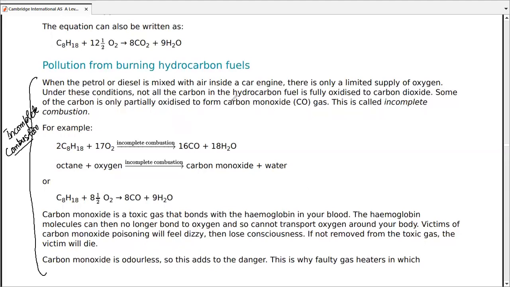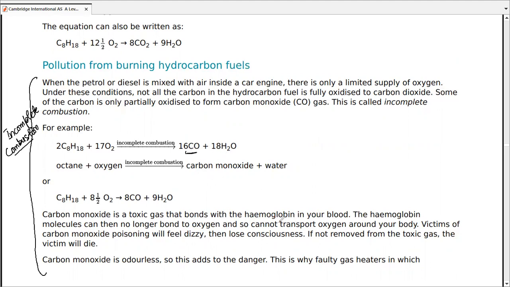Now, when the petrol or diesel is mixed with air inside a car engine, there is only a limited supply of oxygen. Under these conditions, not all the carbon in the hydrocarbon fuel is completely oxidized to carbon dioxide. Some of the carbon is only partially oxidized since there is limited supply of oxygen. So we get incomplete combustion. We produce carbon monoxide, which is a toxic gas.